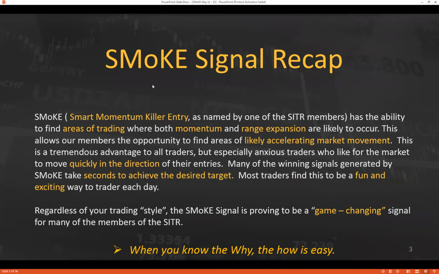So SMokE signal stands for Smart Momentum Killer Entry. This was named by one of the members of the room that liked it so much and came up with that for us. We liked it and it stuck. What it does for us as traders is help us find areas of trading where both momentum and range expansion, movement in our direction, are likely to occur. This allows members of the room to find areas of likely accelerating market movement. Tremendous advantage to all traders.